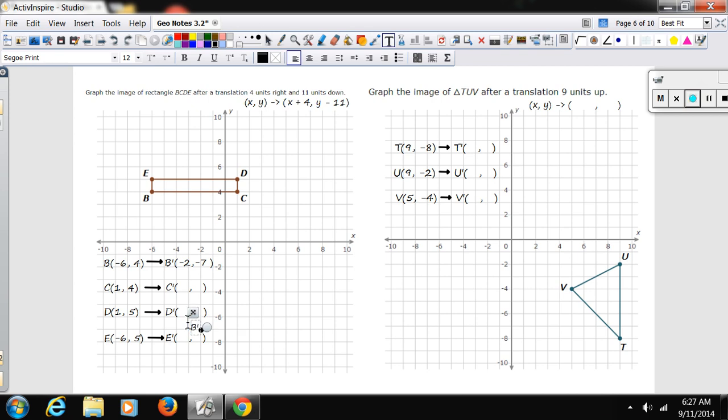So B prime is down here. Okay, so I went over 4. 1, 2, 3, 4. And I went down 11. 1, 2, 3, 4, 5, 6, 7, 8, 9, 10, 11. Boom, right on B prime. So, I mean, I could count the rest of them over 4 and down 11 and make my dots, but I also know I can just do that in here and get the coordinates.